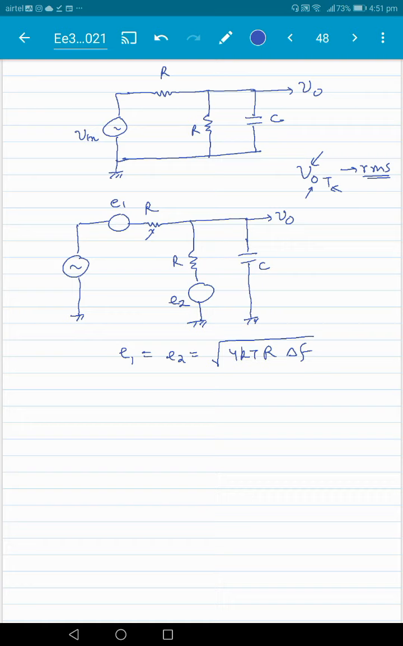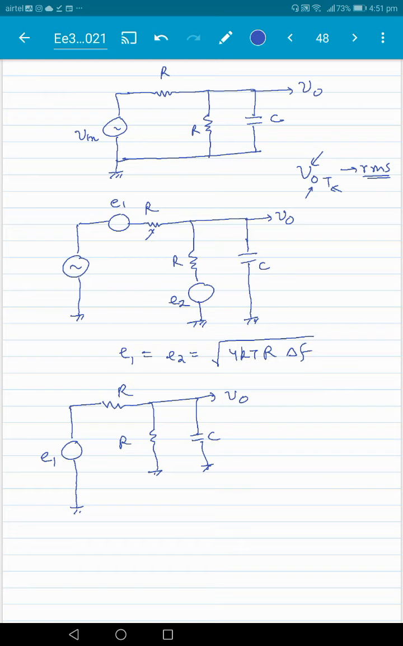So as usual, what we'll do is we propagate the effects of each noise to the output here. Suppose we consider E1, the impact of the first noise here. We look at its effect here, E1, and there's an R here, there's an R here, and there's a C here. And we calculate what is the effect of the noise at the output here, okay?